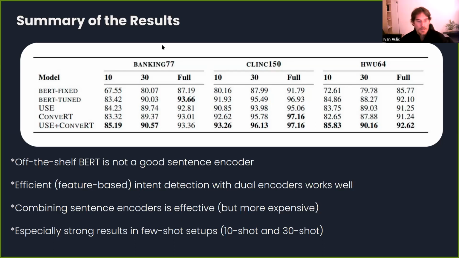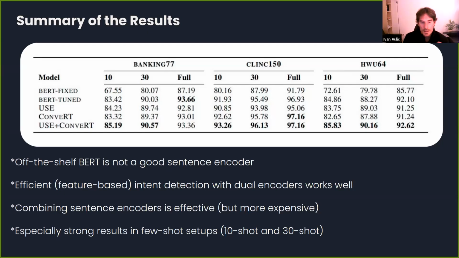So basically, I've just listed the main findings from all these numbers so that you don't have to look at all of them. Off-the-shelf BERT is a language model, and it's not a good sentence encoder. So when we actually fix BERT and just use BERT as a means to produce the sentence encodings and do not fine-tune it, it doesn't really work well. It kind of catches up in full data scenarios, but it's still much worse than the other models. BERT tuned is the variant of the BERT large model that actually gets all of its parameters fine-tuned, but it is a very expensive procedure.